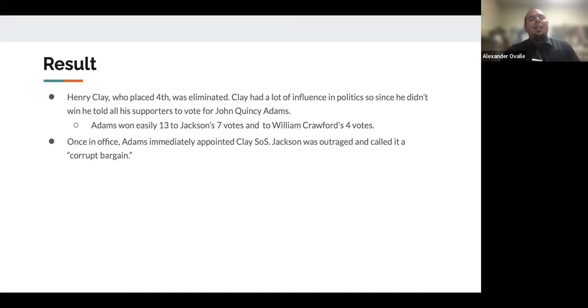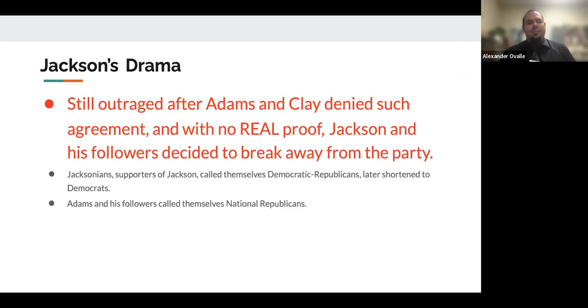Adams will win easily, 13 votes to Jackson's 7 to William Crawford's 4 votes. That's a majority. Once in office, Adams immediately appoints Clay his Secretary of State. Jackson, outraged for not winning, called it, quote, a corrupt bargain. Still outraged, and claiming that Adams and Clay had this agreement with no real proof, Jackson and his followers decided to break away from the party.